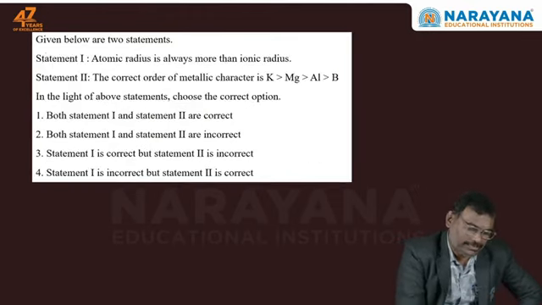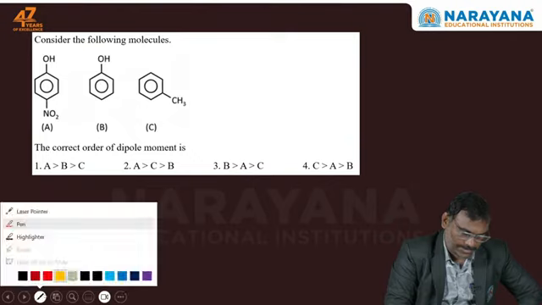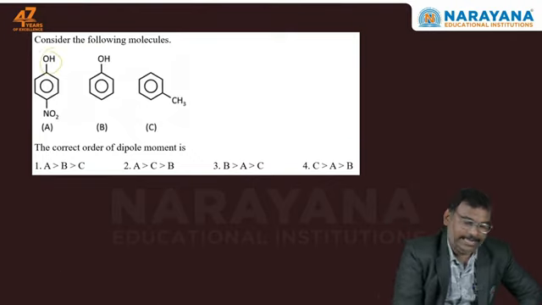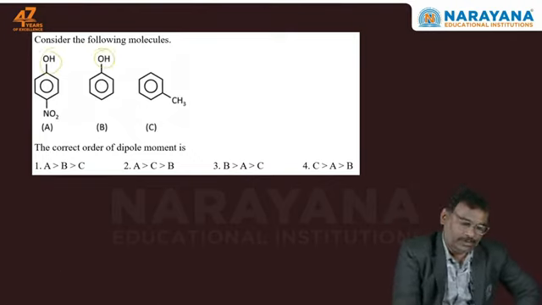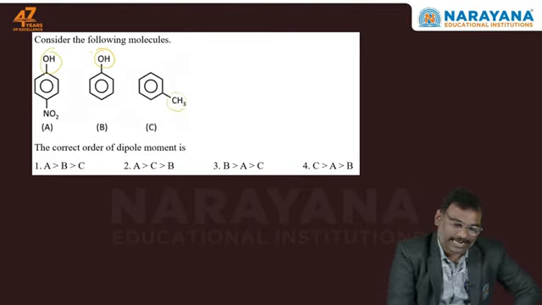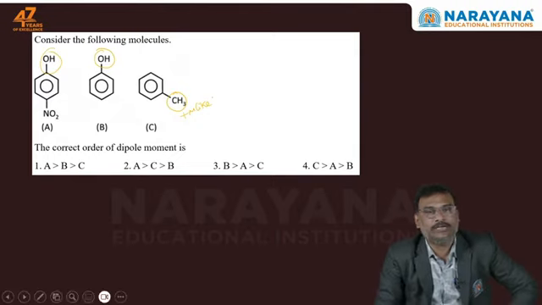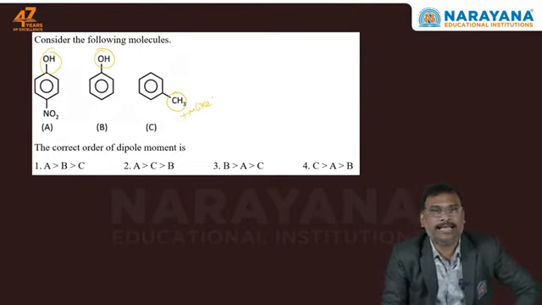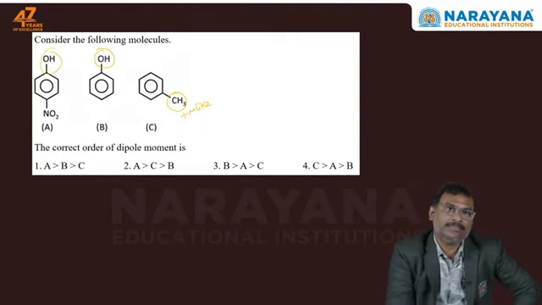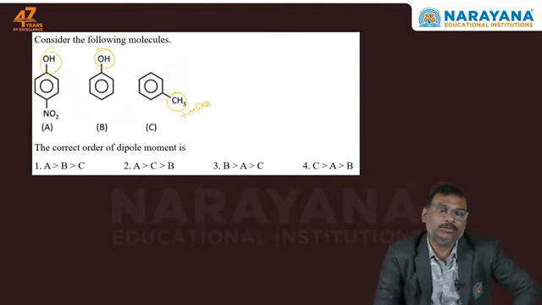Here OH is a plus M group. In this also, it is also a plus M group. Methyl is also plus M, like due to hyperconjugation. So in the three molecules, the electron flow is into the benzene. So all of them have electron density on the benzene side.